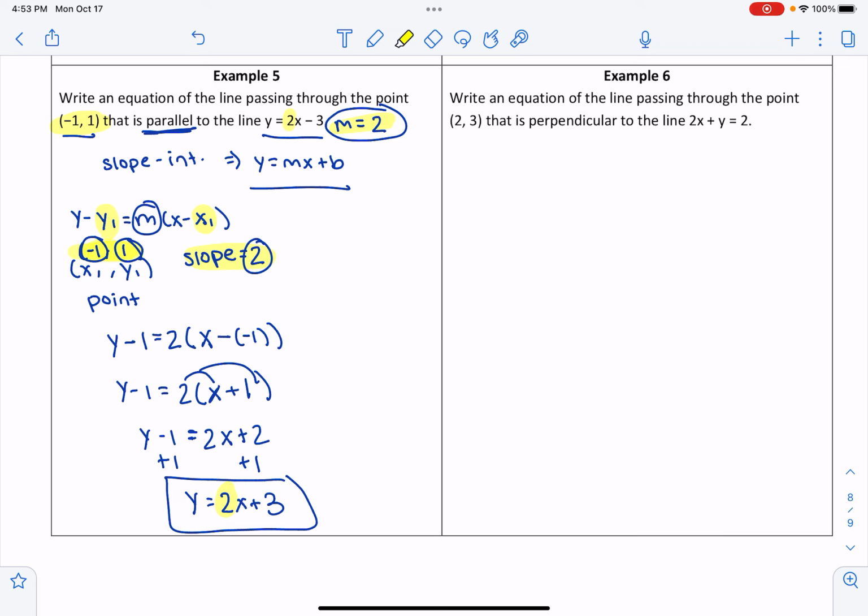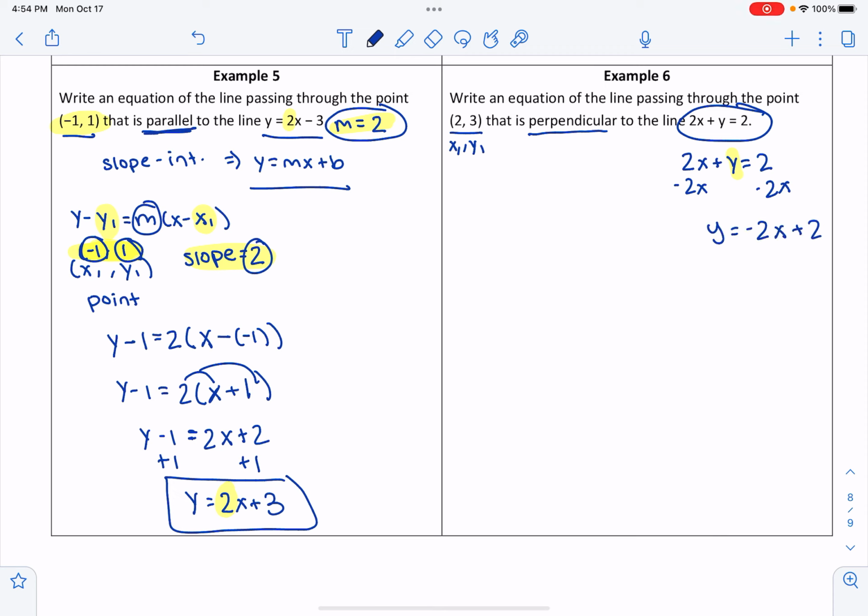Looking at example 6, we're going to write an equation of a line that passes through the point 2, 3. So again, x1, y1. This time, we want it to be perpendicular to this equation right here. Our job is to start by finding the slope. So we have the equation 2x plus y equals 2. But in order to find our slope, we need to put this in slope-intercept form. So I need to get y by itself. I'm going to subtract 2x on both sides. So y equals negative 2x plus 2.